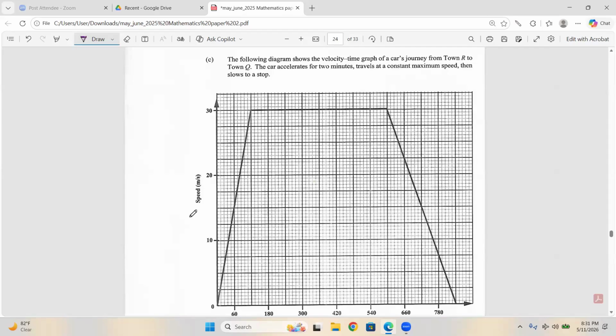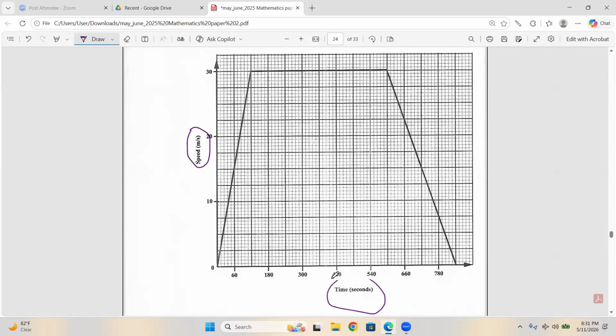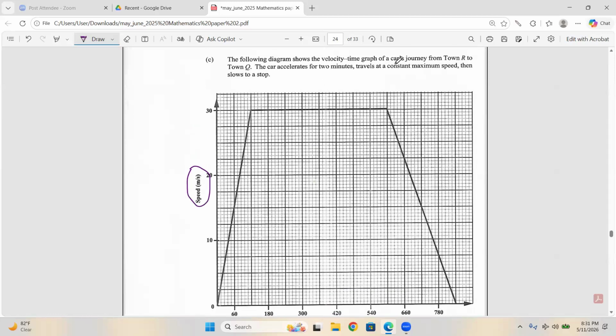With a velocity time graph, you always see speed or velocity on the y-axis and time on the x. And it normally represents acceleration. So here the vehicle is accelerating. Here it is going at a constant speed. The speed isn't changing. And here it is decelerating or decreasing speed.